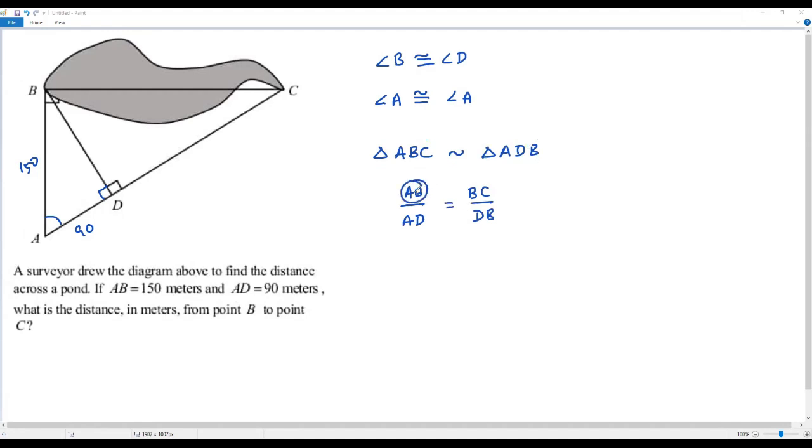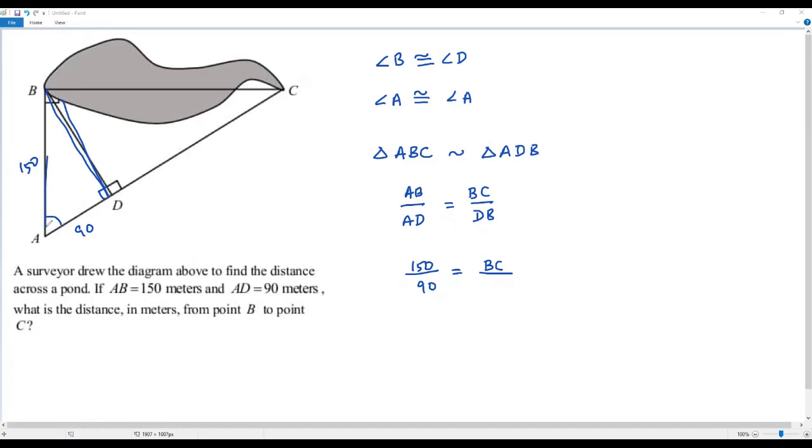Okay, here what is the length of AB? That is 150. We can plug in 150 for AB. What is the length of AD? That is 90. We can plug in 90 for AD. And what is the length of BC? That is what we have to find. We can write the BC as it is. Do we have the length of this DB? No, we do not.